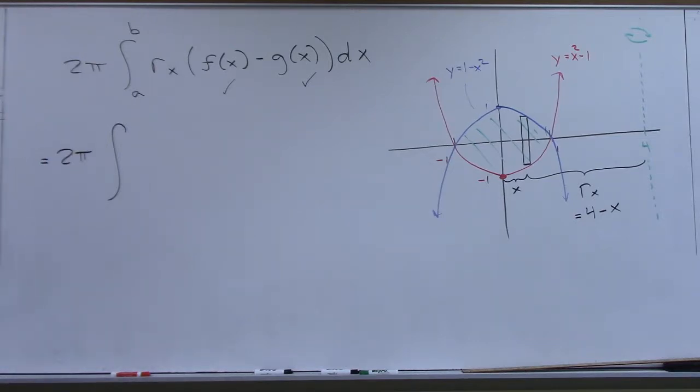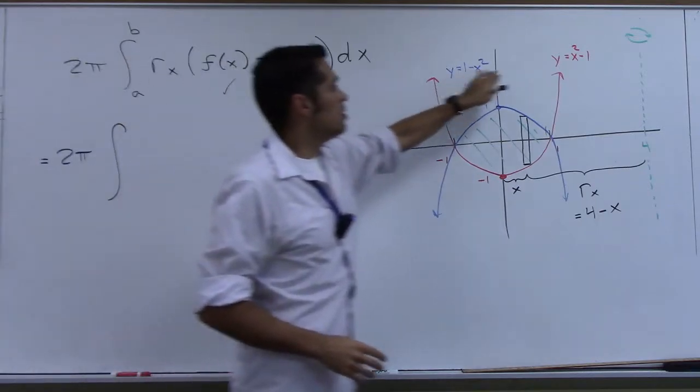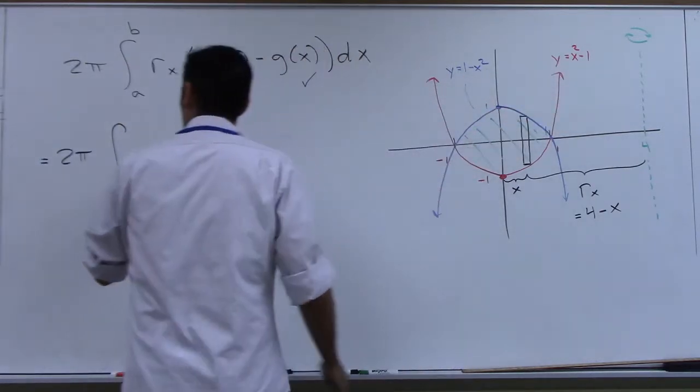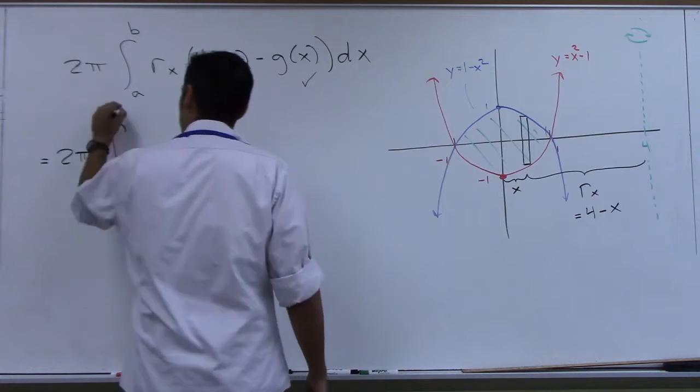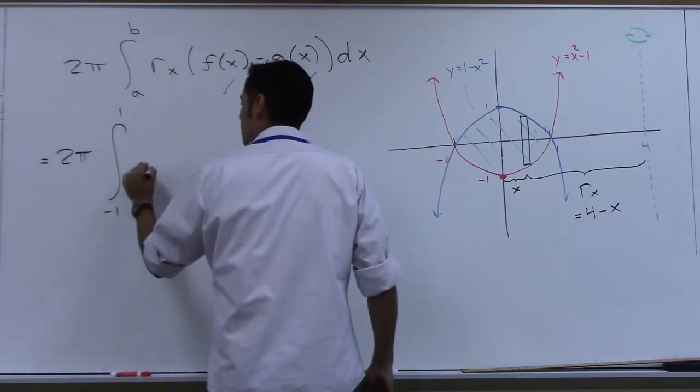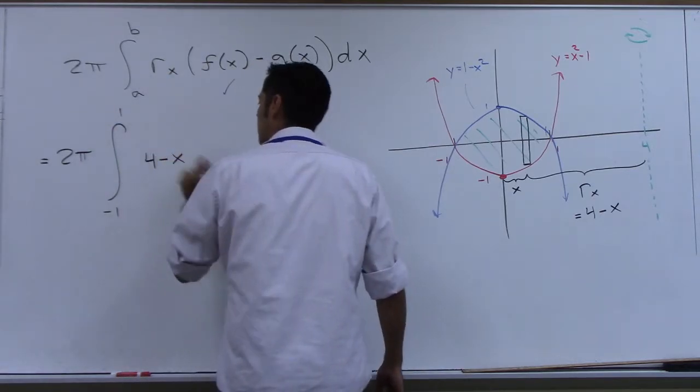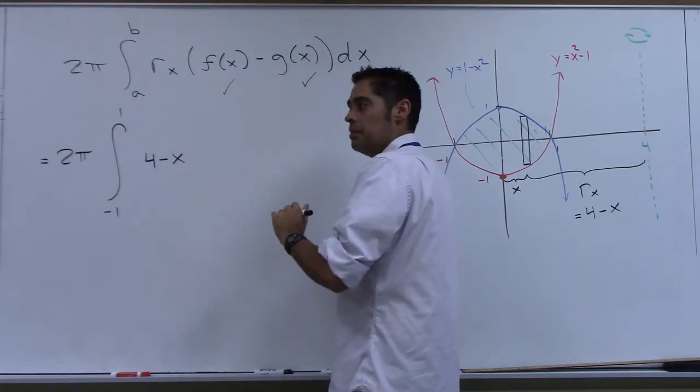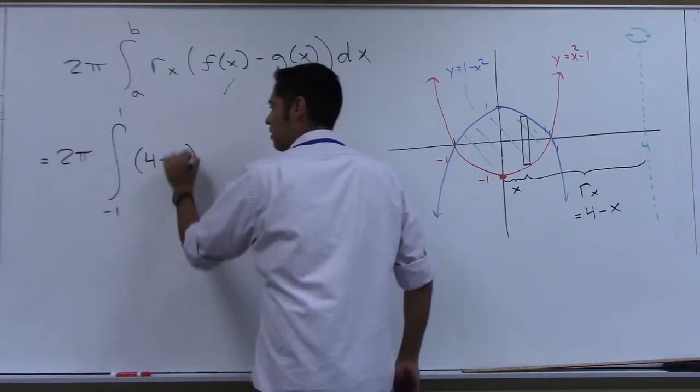If I wasn't confident, what would I have to do to figure out those values? Set these equal to each other, right? But I can tell it's -1 to 1. The radius, which I write, what, 4 minus x? Think I need that in parentheses? Absolutely, have to have that in parentheses.